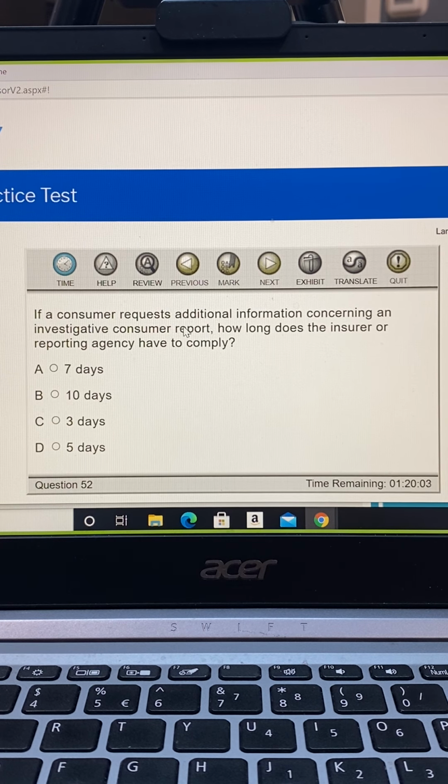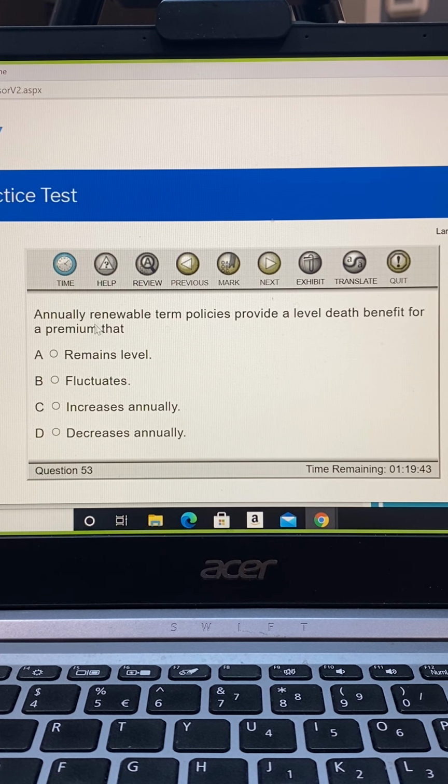If a consumer requests additional information concerning an investigative consumer report, how long does the insurer or reporting agency have to comply? I'm going to say 10 days. Annually renewable term policies provide a level death benefit for a premium that increases annually. ART, increase.